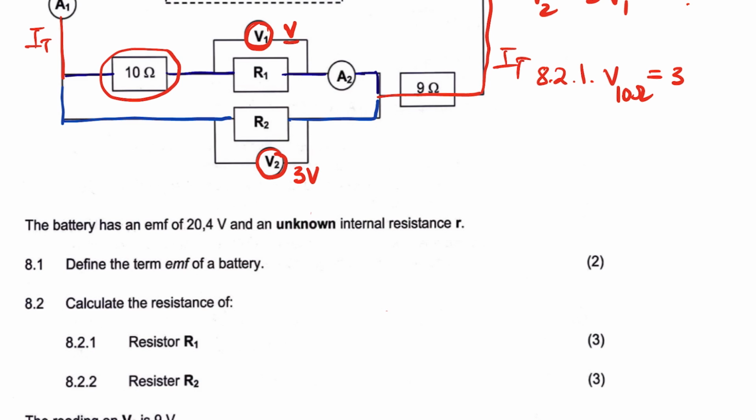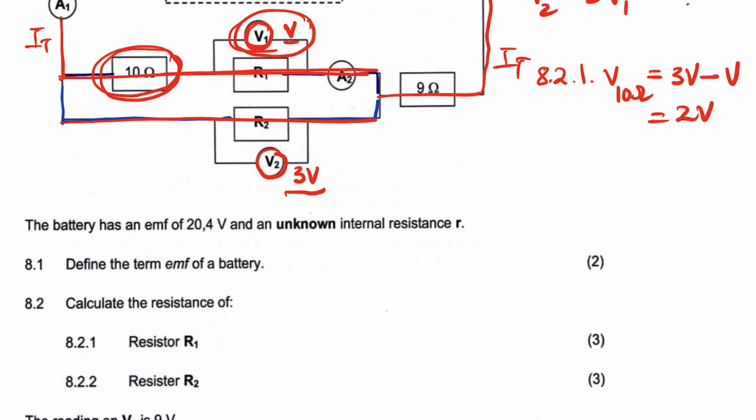So it's 3V, which is this one, minus V, which is the voltage here. This one is 3V, but we are told this one is just V. So if this one is 3V and we have a V, that means this one is 2V. And then here we get the 2V, right? So that means the voltage here is 2V.